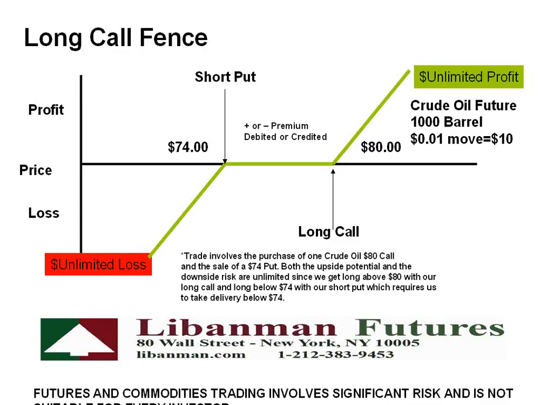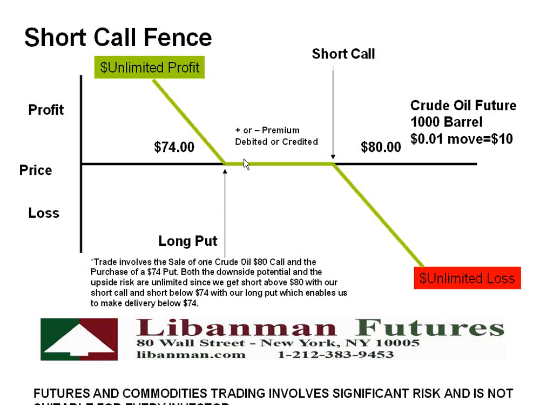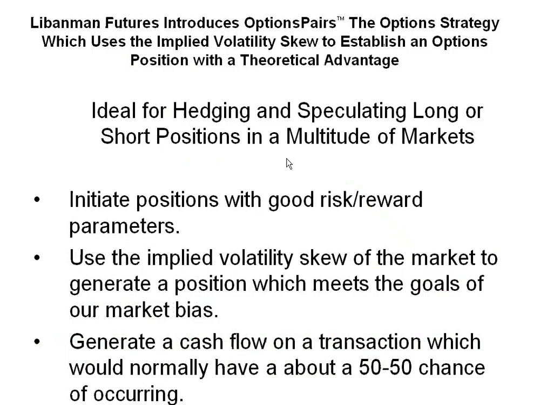Long fence takes advantage of the skew. In this case, you would be long the calls and short the puts. It's a long strategy, and if the implied volatility was lower on the calls than it is on the puts, you would buy the calls, sell the puts, put on a long strategy, and take advantage of the skew. On the other hand, if you sold the calls and they had a higher volatility than the puts that you bought, you could put on a short fence and take advantage of the implied volatility there.